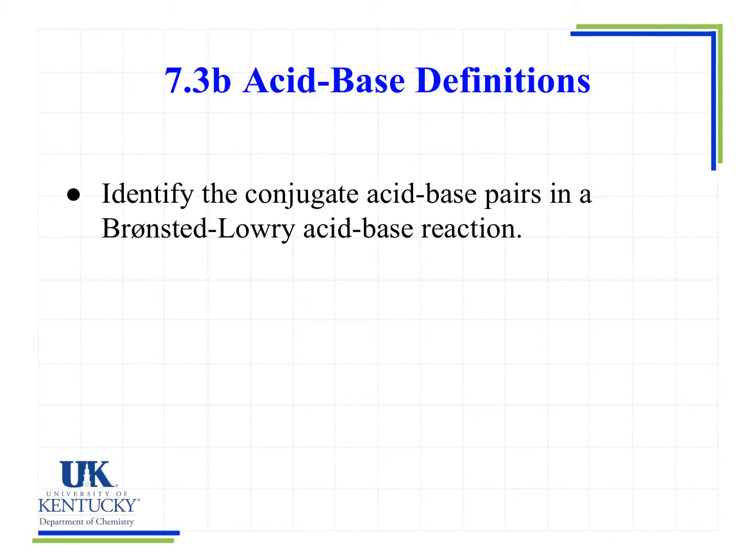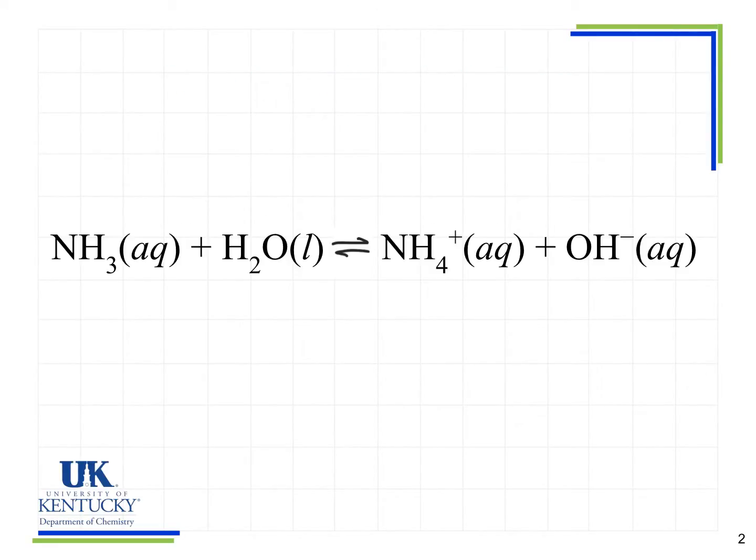So in this lesson, we're going to look at another example of how we identify those conjugate acid-base pairs by determining what is a Bronsted-Lowry acid or base. So this is looking at the same reaction that we looked at in the previous lesson, just in a different format. So remember what we saw there was NH3 went to NH4 plus.